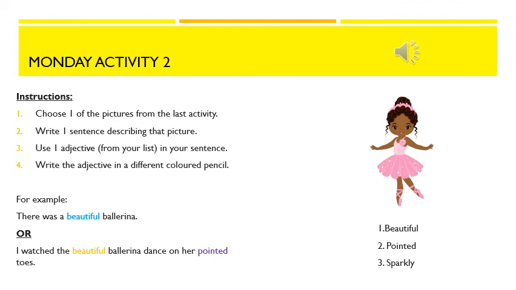But if you would like to challenge yourself, you might want to include 2 of your adjectives from your list in your sentence. So I have written a sentence that says, I watched the beautiful ballerina dance on her pointed toes. And you'll see that I have beautiful and pointed in different colours because they are the adjectives from my list that I have used. I have also got an uppercase letter at the start of my sentence and a full stop at the end. Now it's your turn.